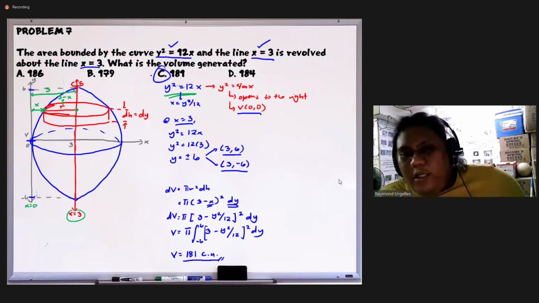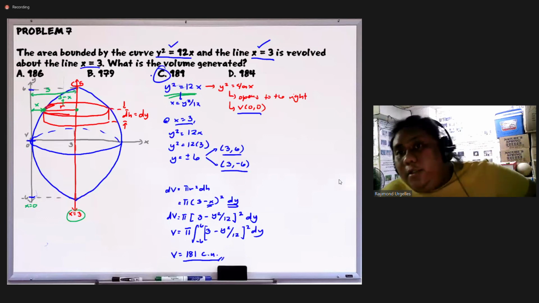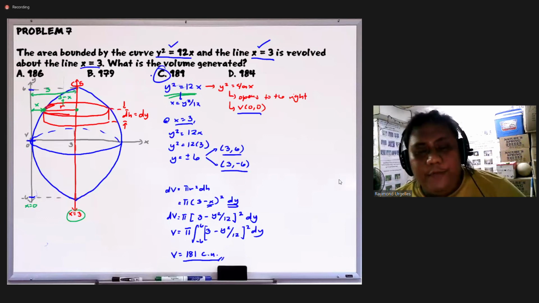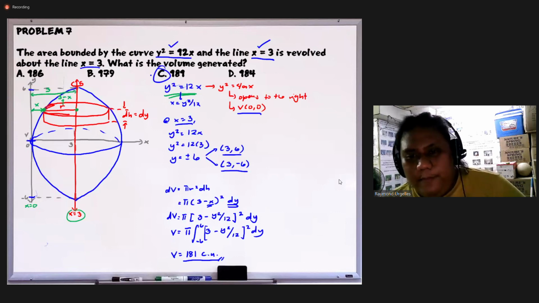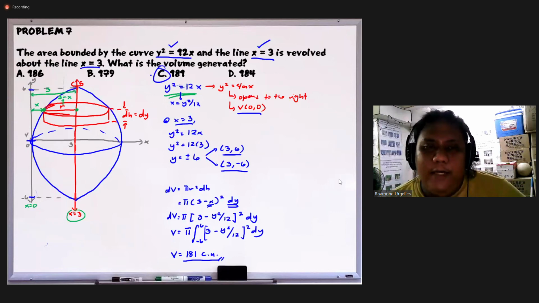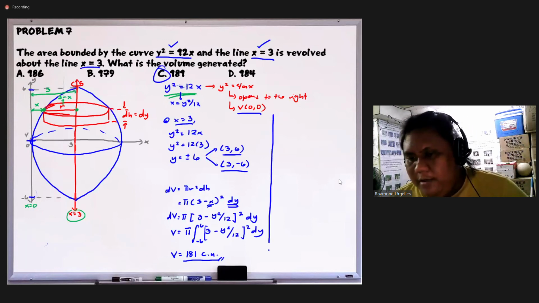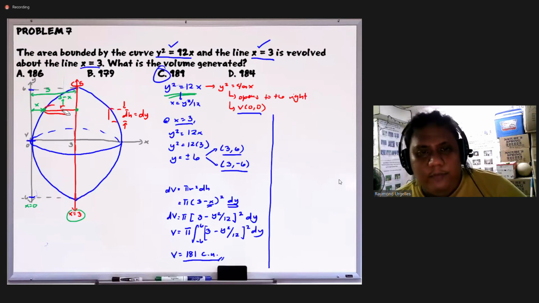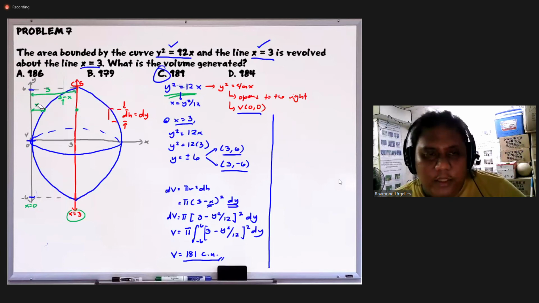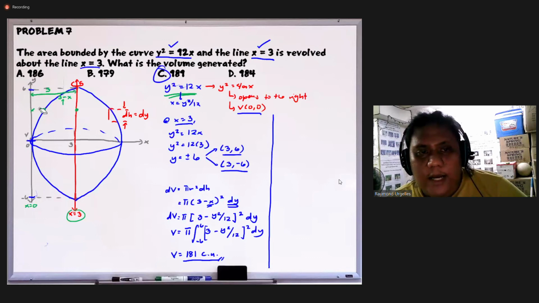So pwede nyo rin to actually ma-solve using cylindrical shells. Pero iiwan ko na sa inyo yung solution. Set up ko lang yung equation para matry nyo rin, kung gusto nyo gamitan ng cylindrical shells. Pero hindi ko na isosolve yung integral, kasi medyo complicated yung integral dito ng cylindrical shells. Magkakaroon siya ng radical, ng square root.